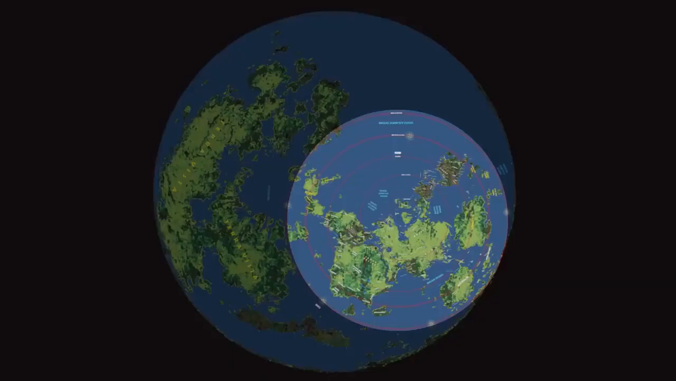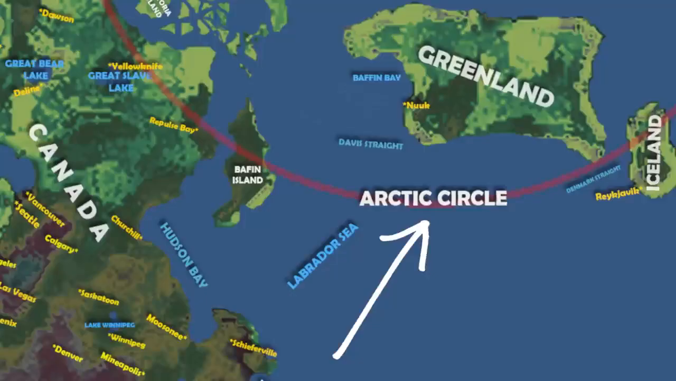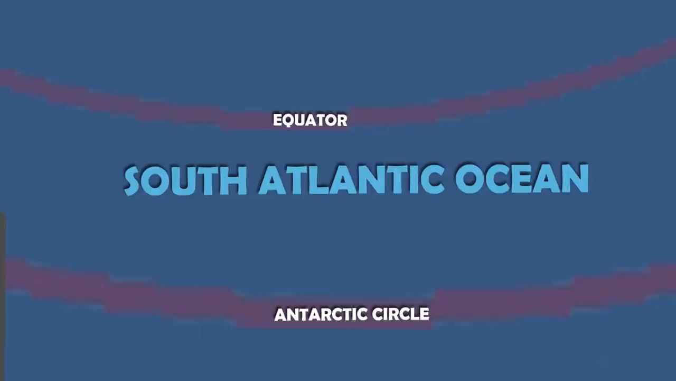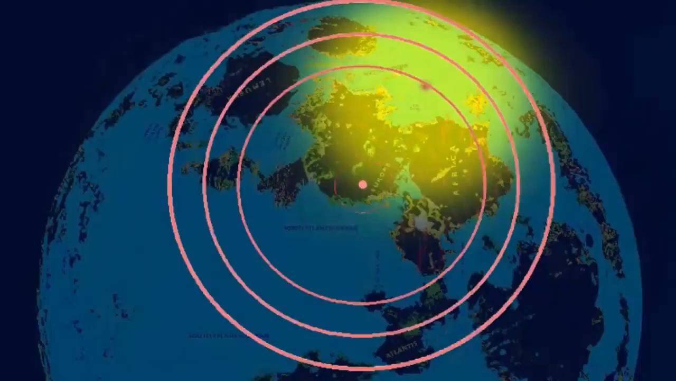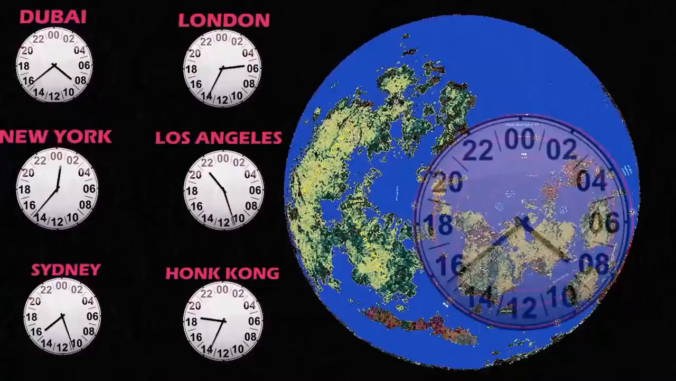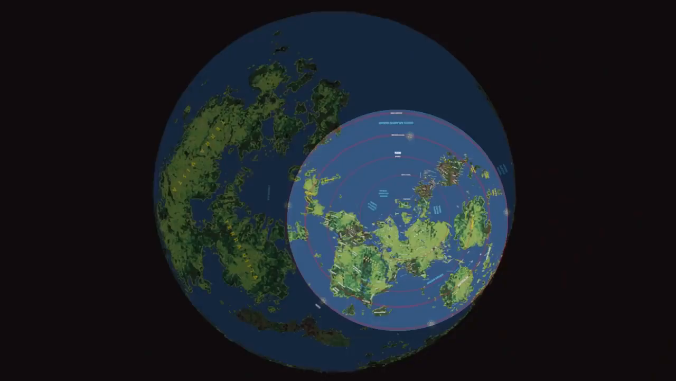But wait a minute. Sturgios's presentation of our known world here maps the five prominent circles of latitude. We see the Arctic Circle, the tropics, the equator, and the Antarctic Circle. And Sturgios has mapped the sun's concentric journey around these circles of latitude, mapping seasons and time zones with the utmost precision and accuracy. So what's going on?